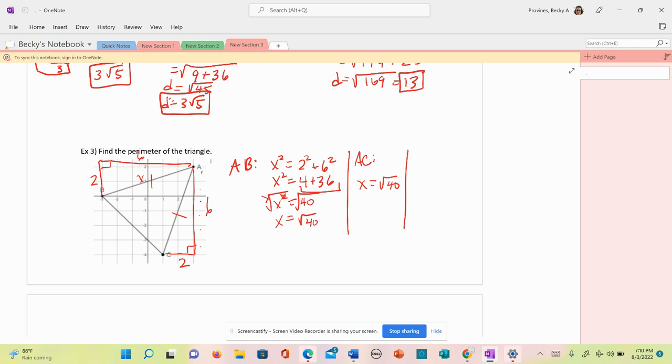Okay, so the last one, BC. All right, boom, boom, 1, 2, 3, 4. 1, 2, 3, 4. Okay, so guys, this is a completely different kind of triangle. So 4 squared plus 4 squared equals x squared. So 16 and 16 is 32. And again, we're just going to leave this in square root form for now.